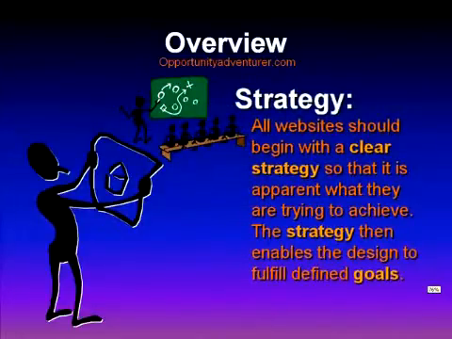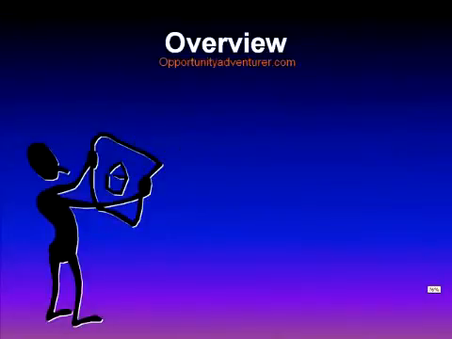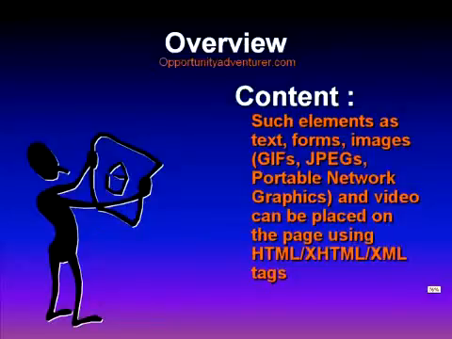All websites begin with a clear strategy so that it is apparent what they are trying to achieve. The strategy enables the design to fulfill the defined goals. Like, what is it you're trying to say? How are you trying to say it? Which would be the content of your page. So when it comes down to content, such elements as text, forms, images, and even videos can be placed on your page using HTML, XHTML, and XML tags.